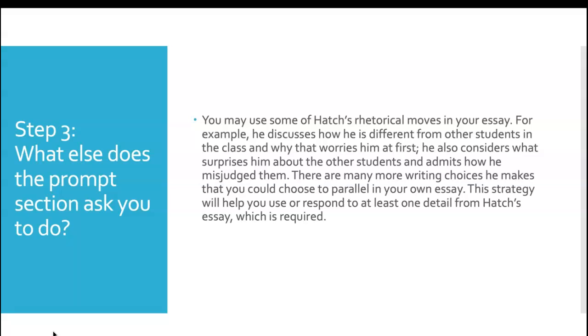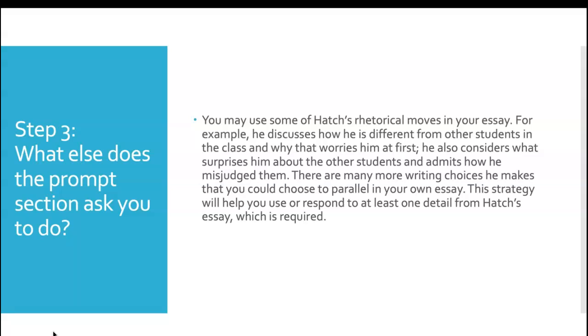Now, the second part of the prompt gives you some specific ideas about things, again, you could do. You do not always have to do them. The parts in blue that I noted before, those are things you have to do. But whenever I say you may use, that means you don't have to. You could, but you don't have to. If you think of something else that suits your purposes better, feel free to use that.